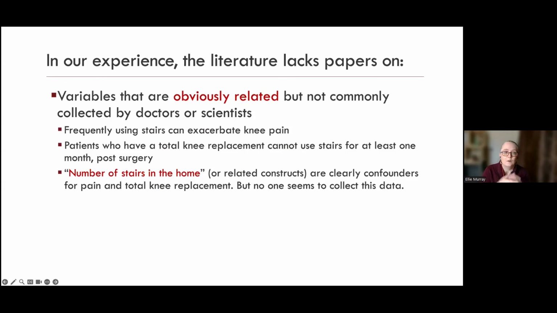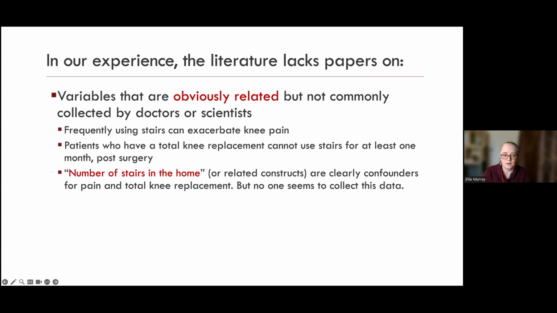But when we talked to the clinicians, it emerged that if you have a total knee replacement, you can't use stairs for at least a month post-surgery. We also know that frequently using stairs can exacerbate knee pain. So when we're thinking about total knee replacement as a competing event for later pain, we were thinking about what are some possible things that might lead a patient to decide to have or not have total knee replacement, and what might cause them to have more or less pain.